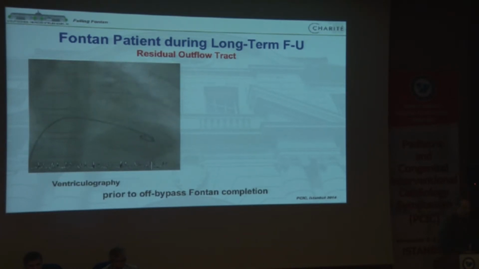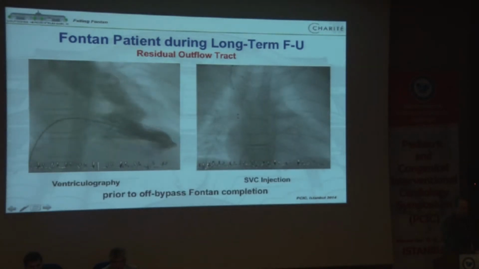We know this is in an adult patient prior to an off-bypass Fontan completion, which is very helpful in this situation, having any ventricular to pulmonary connections with establishing some residual flow during the operation. As you can see here, this is the injection in the SVC. Here is the residual pulmonary artery connecting to the ventricle.